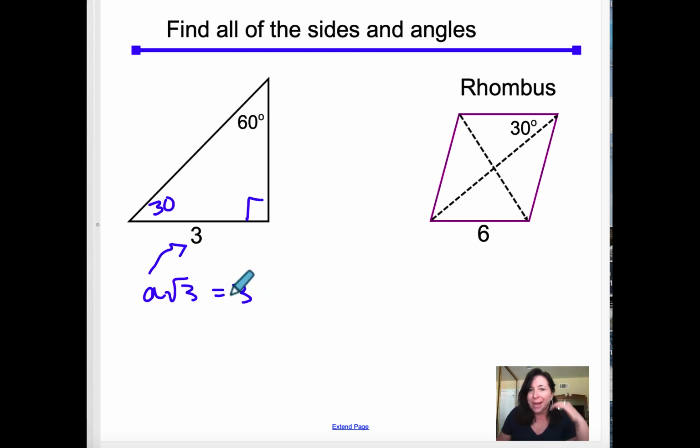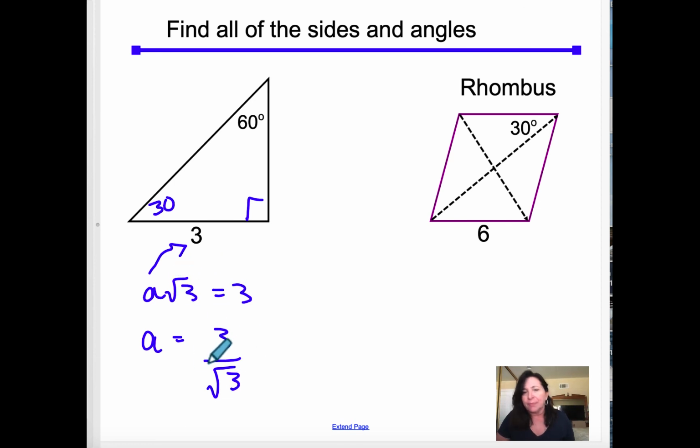We're kind of going backwards because I don't have two sides. I only have one side. So I actually can't use the Pythagorean theorem unless I know how to use this special right triangle. So I do need to solve for a. I'm trying to find out what's across over here. So I got to divide by this root 3. So I have a equals 3 divided by root 3.